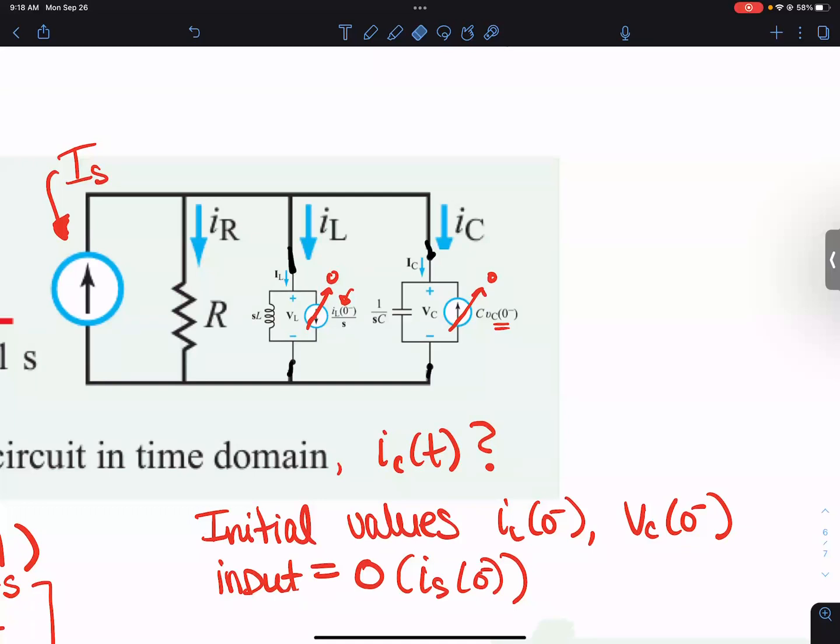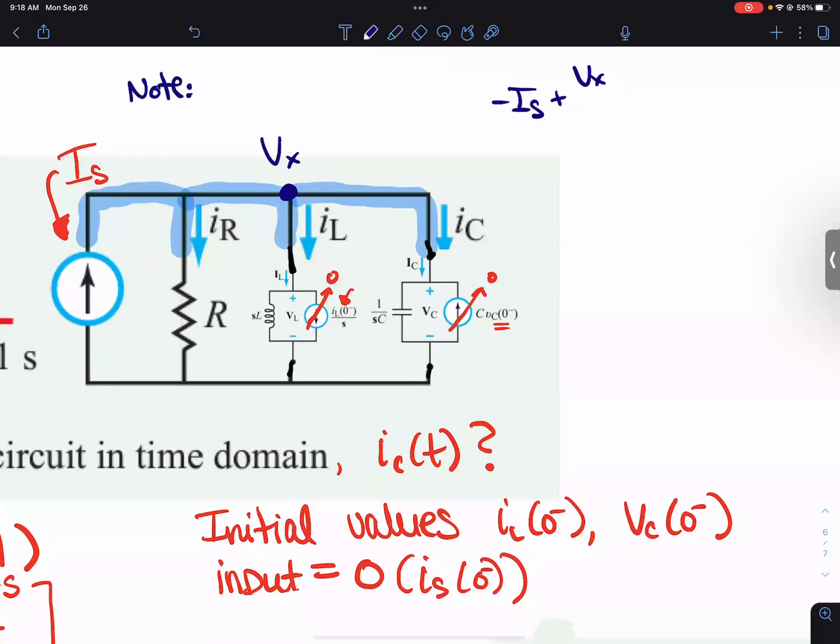And so if I did it from the top, I would have this top one would be all the same node. And I would have a minus IS going in. I can call it VX, or note that VX is the same as VL and VC. So all of those are the same because they're all in parallel. So VX over R would be this branch. What about this one?